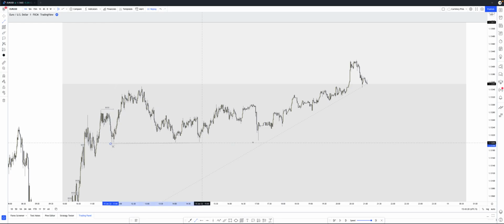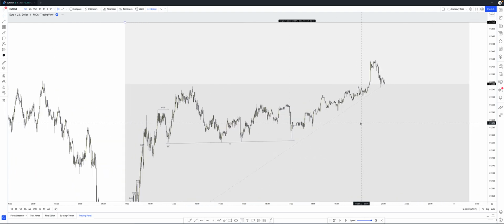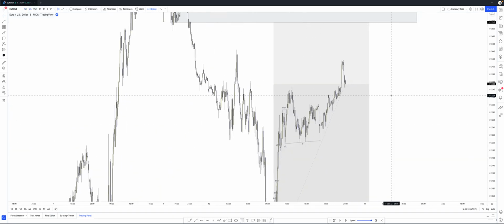Also, all of these lows here are pretty relatively equal, so there would be liquidity resting underneath there. So you know what, I think the stop loss is good for now. Let's see if we have more defined structure.